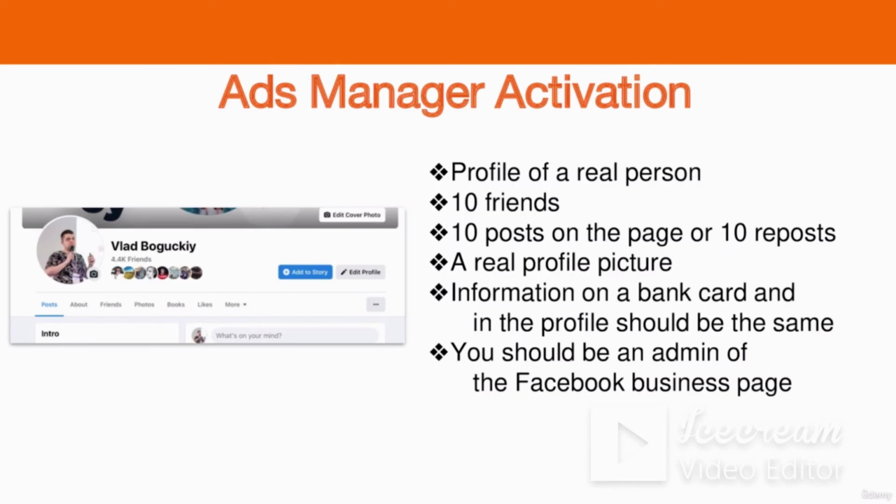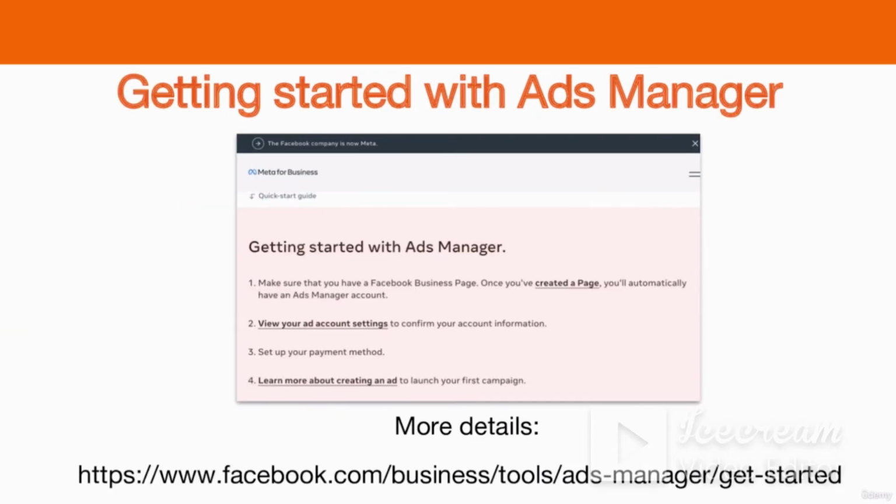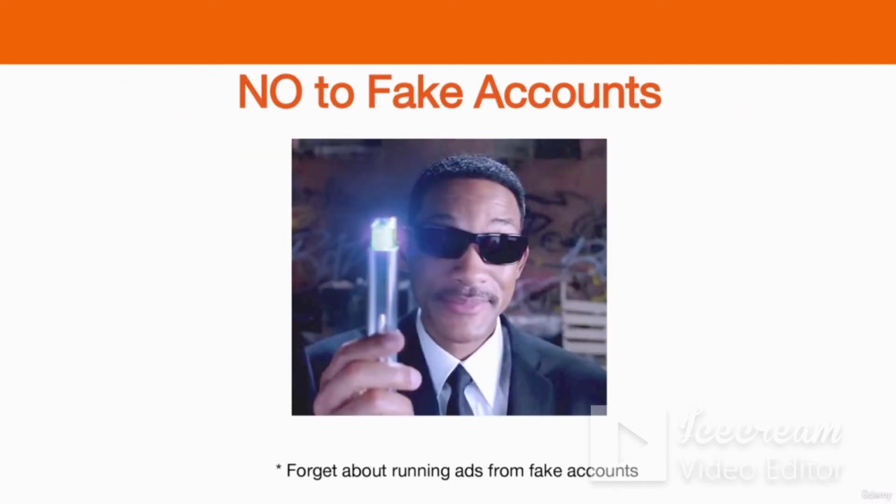When you are creating a personal account, you must have a profile picture of a real person. You also must have 10 friends, 10 posts, a real photo, and you must be the administrator of your Facebook business page. You can either create your first advertising campaign to promote a business page or a specific site. Now, when activating your advertising account, Facebook realizes that this account belongs to a real person or company or is linked to a business manager of a certain company.